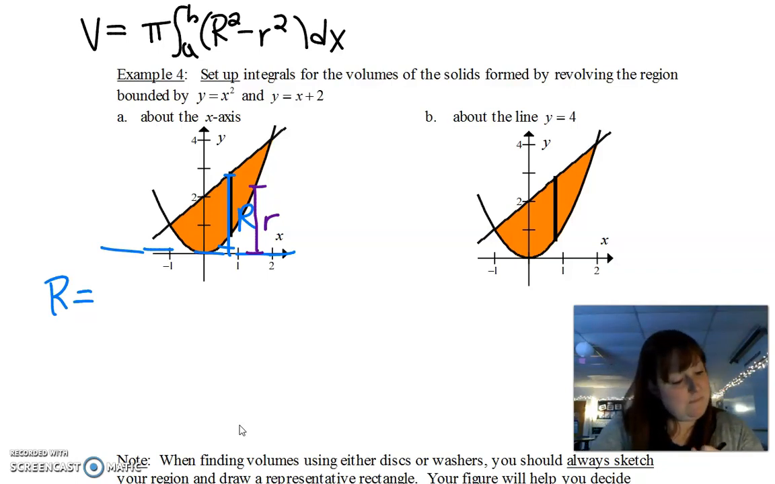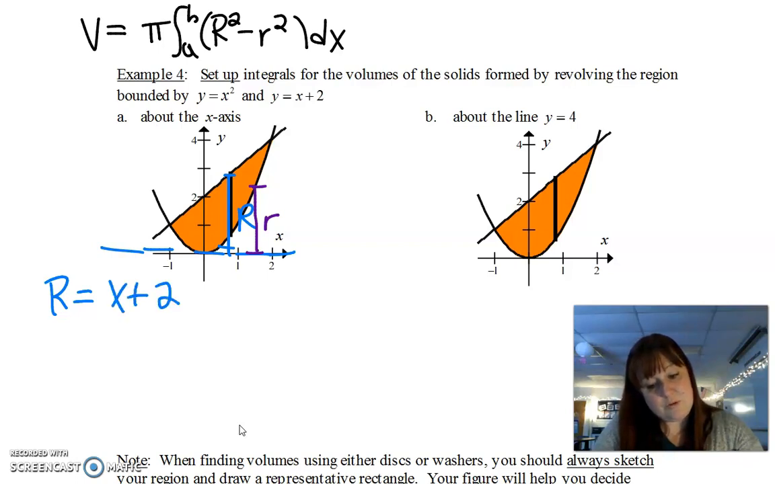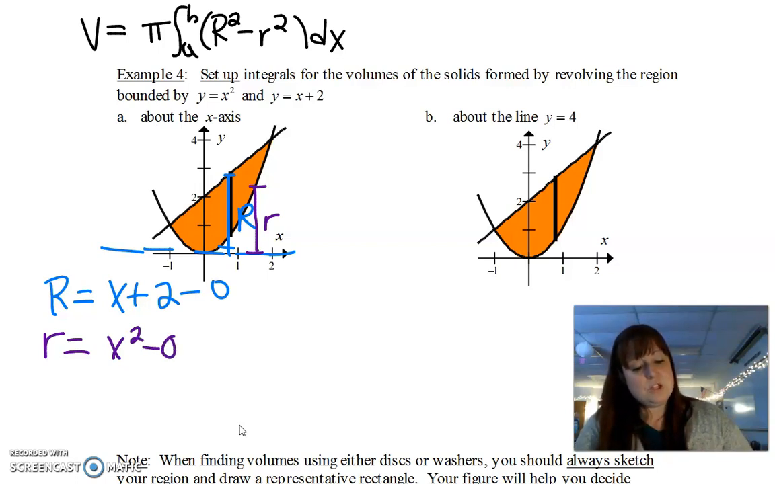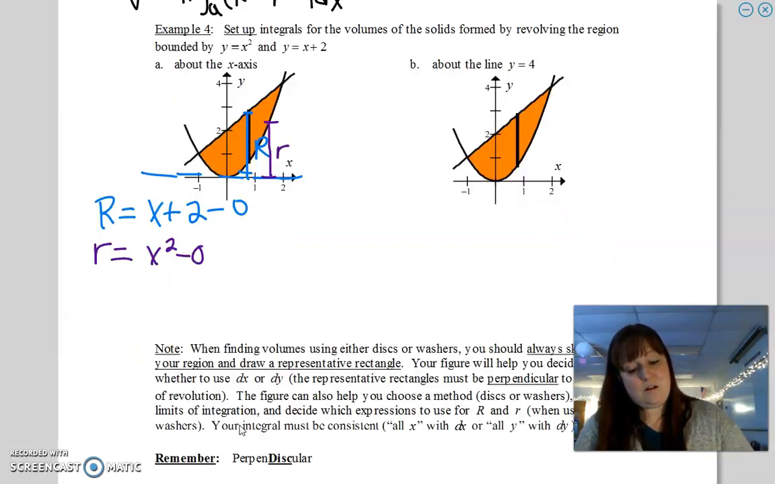So big R equals top curve minus bottom curve. This is going to be, let's see, x plus 2. I have to remember which one. Well, they're right in front of me. That one says x plus 2. So top curve minus bottom curve is 0, so big R is x plus 2. And then little r is top curve minus bottom curve. That's what we're trying to find, is the distance, right? And so that's x squared minus 0. That will be our big R and little r.